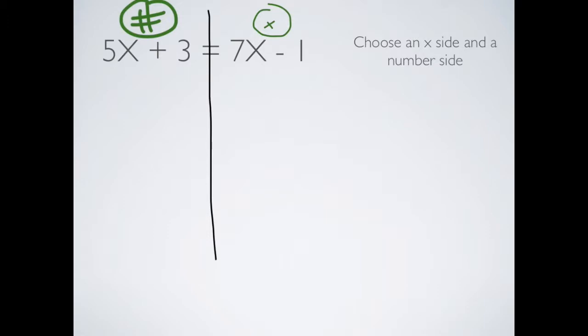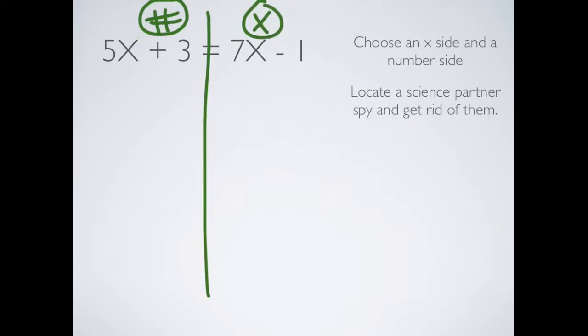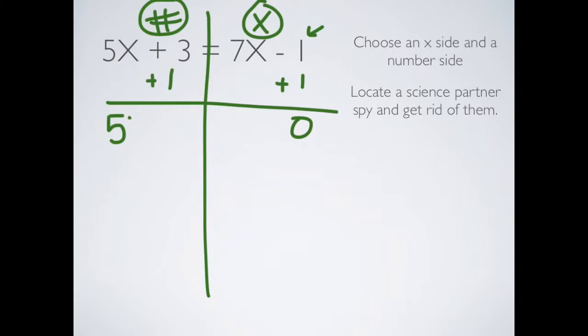Now we're ready to start solving. I'm going to locate a science partner, SPY, and get rid of them. Remember, the science partner is the thing that's kind of sitting off to the side. So this minus 1 is not an x, so it needs to go. It's a SPY. To get rid of the minus 1, I add 1. Negative 1 plus 1 is 0. I have to do it on both sides. And that leaves me with 5x plus 4 equals 7x. We've gotten rid of one SPY. We've gotten rid of this negative 1.